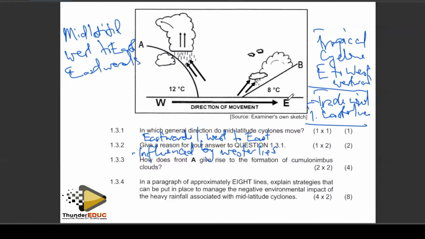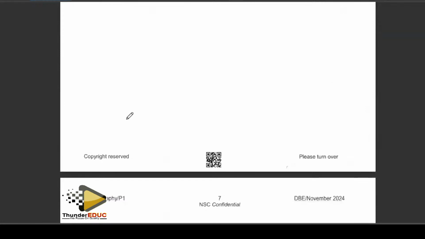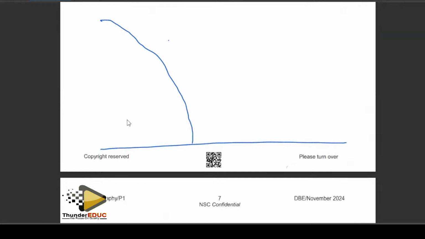Right. How does front A give rise to the formation of cumulonimbus clouds? This question requires you to know how cumulonimbus clouds look, and you relate them to how the front also looks. Let me just make a clear illustration so that I can explain something tangible. The cold front is like this. This is our ground, and let's say a warm front is somewhere like this.